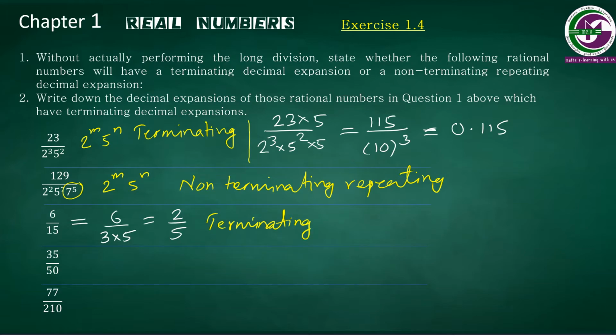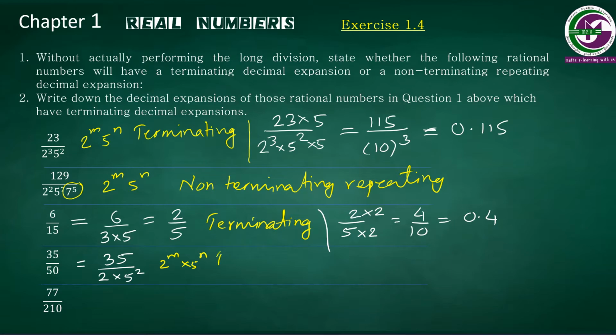Now for question number 2, we can find the decimal expansion of 2 upon 5. So you can multiply by 2 in the numerator and the denominator. So we'll get 4 upon 10, which equals 0.4. We need the same number of 2's and 5's in the denominator to convert into a decimal expansion. Next question. 35 upon 50. So the denominator can be written as 2 times 5 square, right? So it is of the form 2 raised to m times 5 raised to n. It has a terminating decimal expansion.